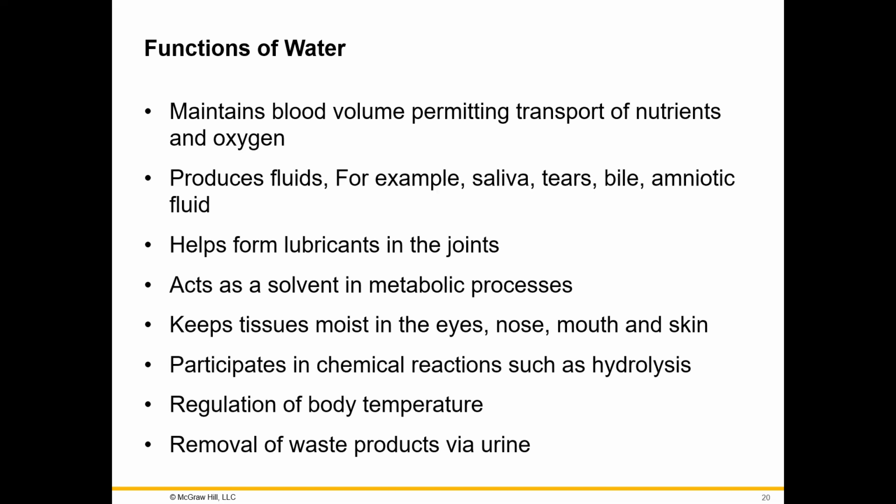Finally, water is also essential for the removal of waste products through the urine. Our body excretes toxins and waste minerals, with water acting as the vehicle for those substances.